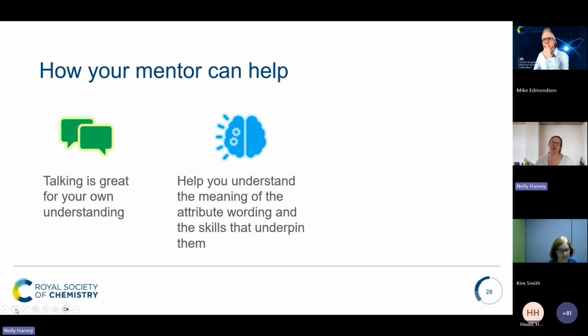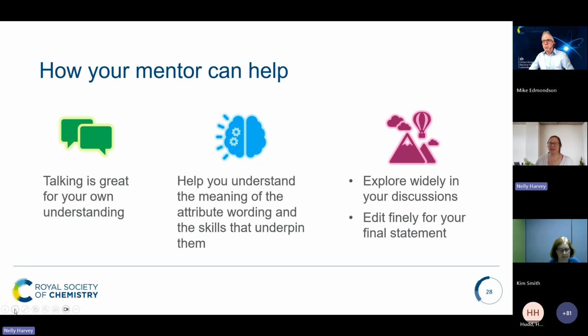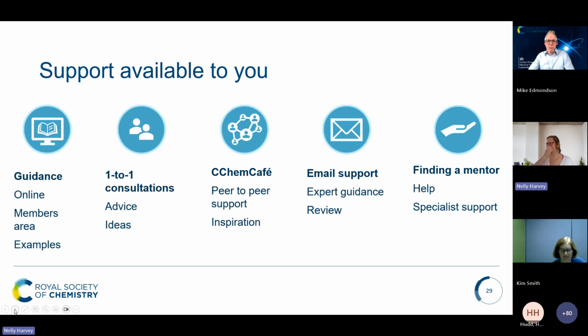You can also work with your mentor to help you understand the particular meanings of words in an attribute and make sure that you're conveying the right things, such as what does ethical practice mean for you in your role. And as I've mentioned already, your mentor can help you explore widely, but then also help you edit more finely. So I think working with a mentor is probably better than working with AI to edit your work, because it still has to tell your story at the end of it. So you can use them to help you there.